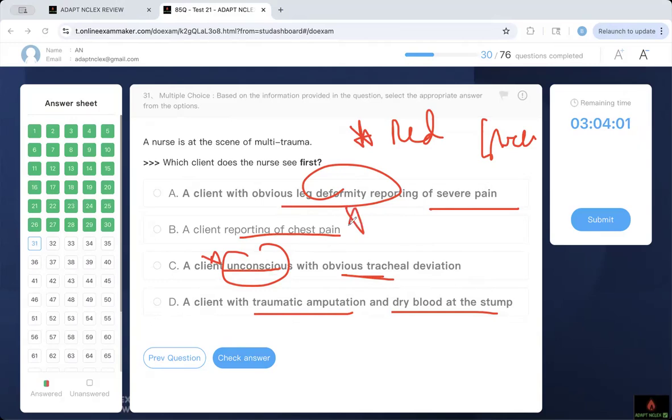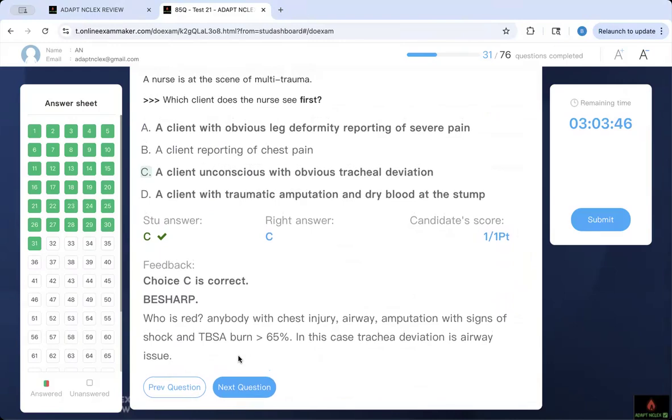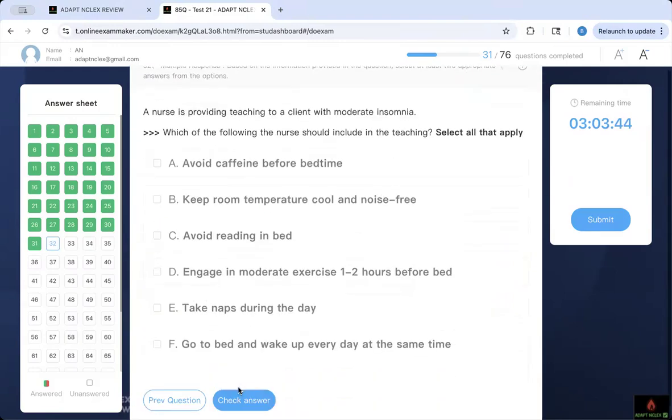Reporting chest pain alone is not enough. Like deformity with severe pain, you have time. But this patient has no time. The amputation patient is no longer bleeding because there is dry blood there. Therefore, this is the patient we're going to see.